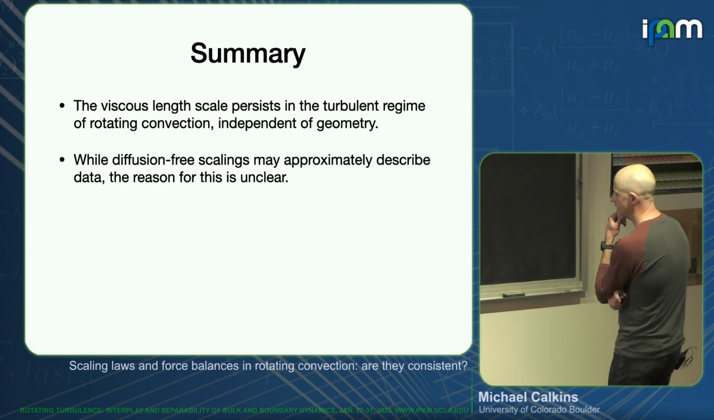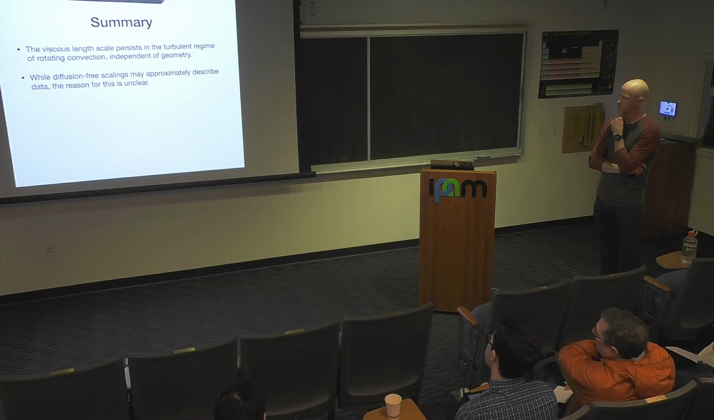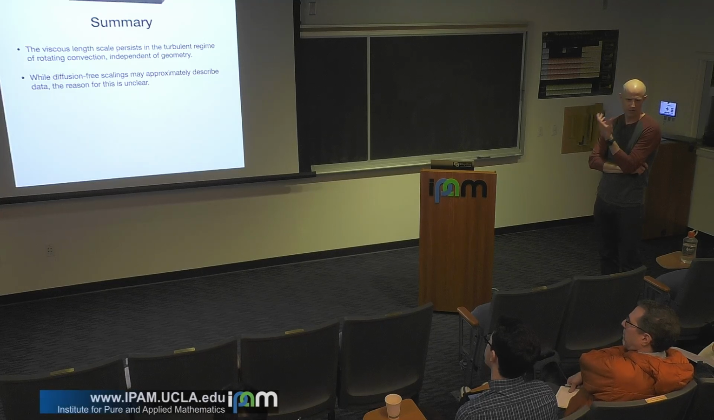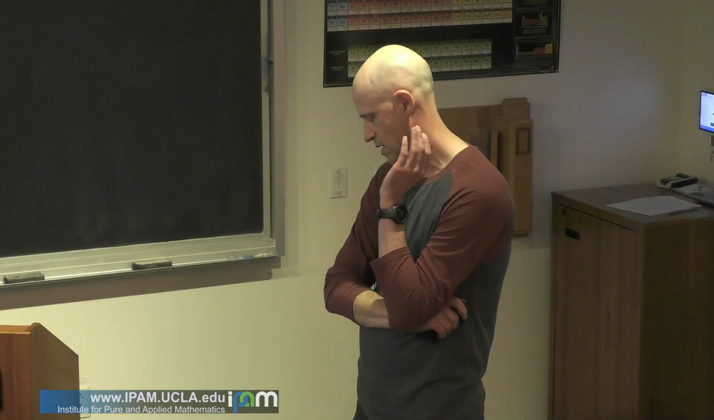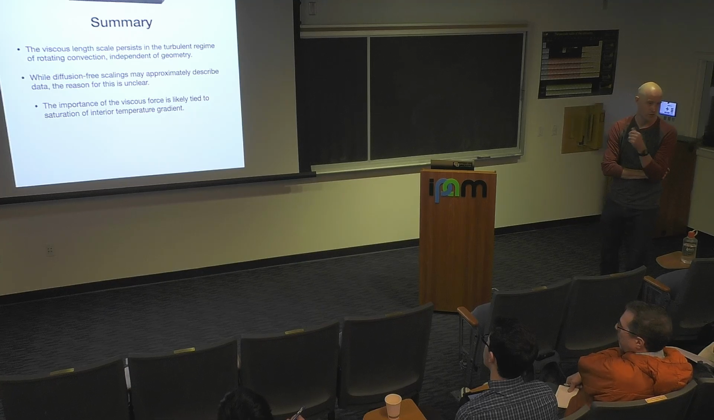If you had to make an estimate for flow speeds, length scales, et cetera, these diffusion-free scalings would probably give you an answer that is close to what is actually observed. However, if you go into the numerics and you compute balances, it's not really obvious why we're observing that. We don't see, say, a CIA balance in the simulations. And as I mentioned before, we think the importance of the viscous force is probably just a feature intrinsic to rotating convection because the interior controls the heat transport in the system.